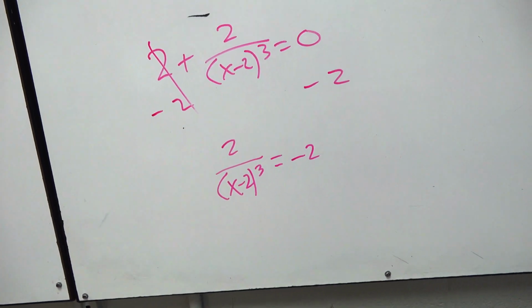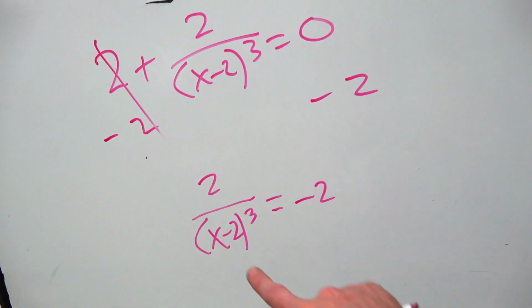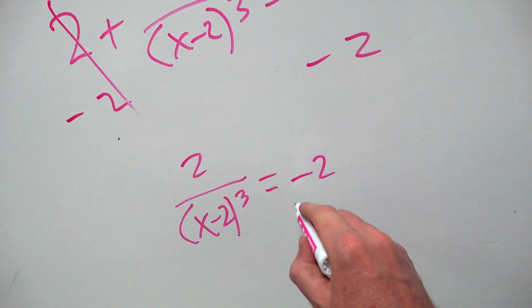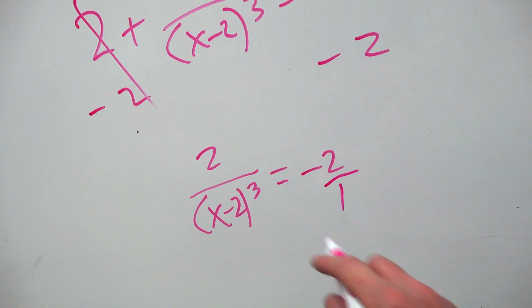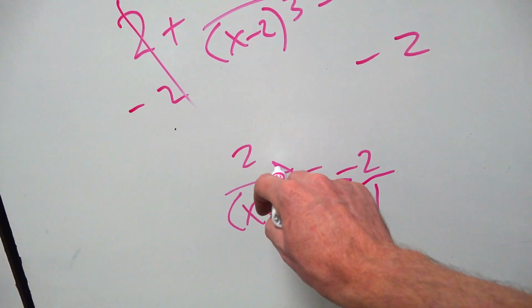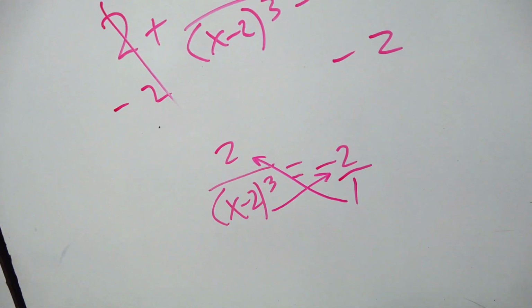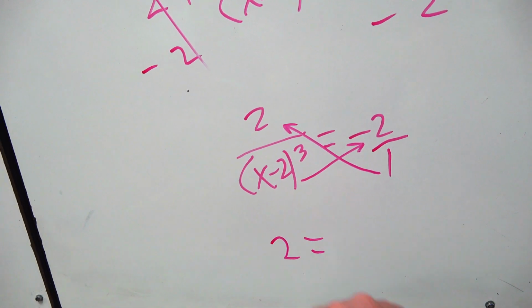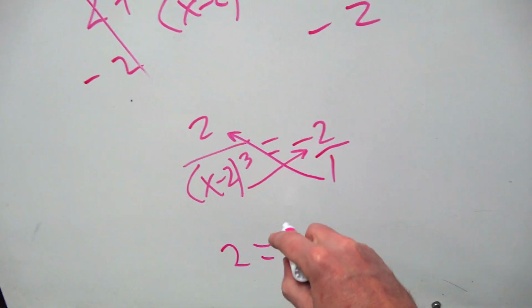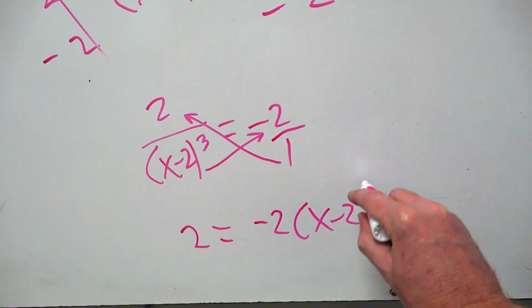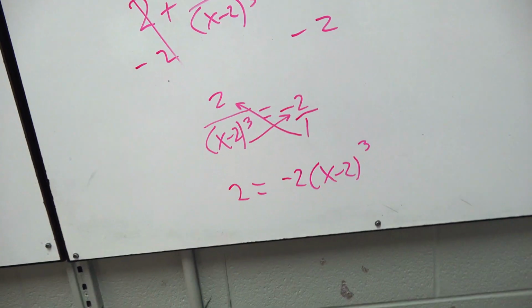Okay. Now, problem. X is on the bottom. We want x on the top, not the bottom. So let's make this negative 2 over 1. Remember the cross multiplication? We did almost this exact same problem in the last chapter. So 1 comes up, times 2 is 2. The parentheses comes up and just sits next to negative 2. It doesn't really do anything there. And now you've got the x off the bottom.